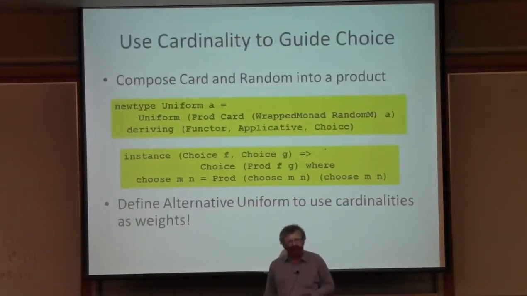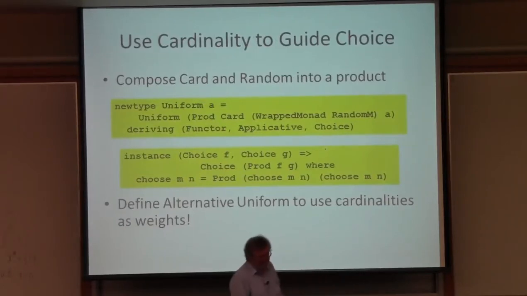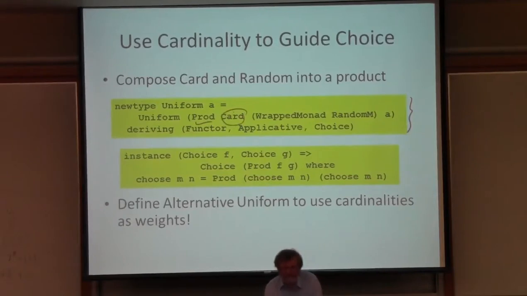So now I can just use cardinality to guide my choice operator. Let me define a uniform functor that is a product, again, of my cardinality, which is doing the analysis, and my wrap monad that we previously saw. And I can derive functor, applicative, and choice, provided I explain how prod can implement the choice interface. And the definition is very similar to what we saw before. We just use choose in each of the two functors that we're combining.